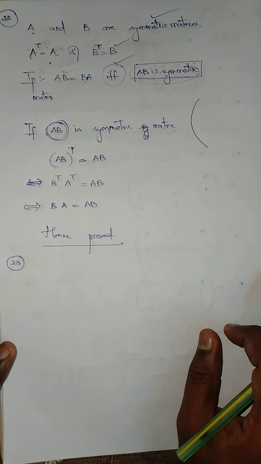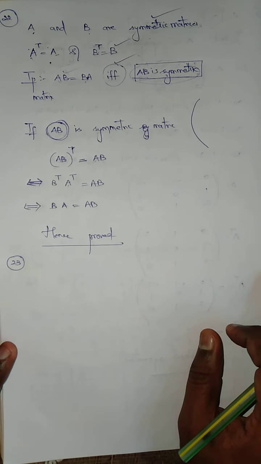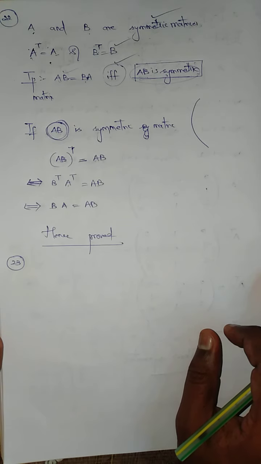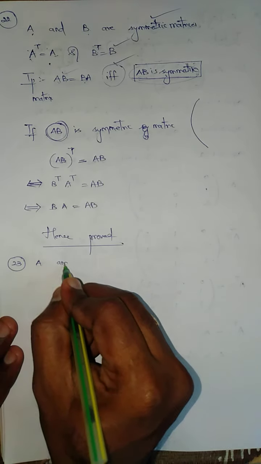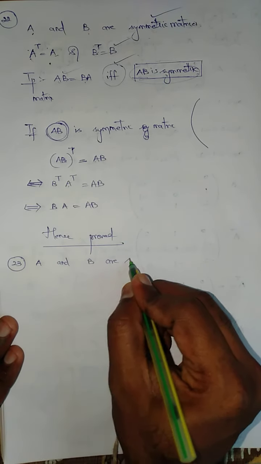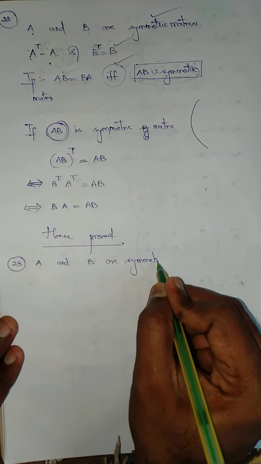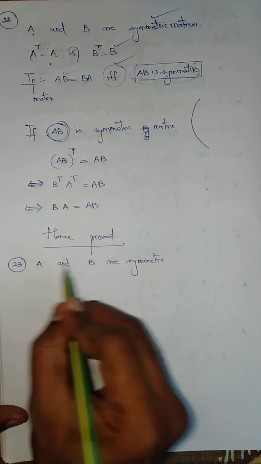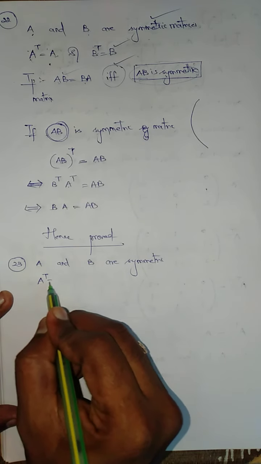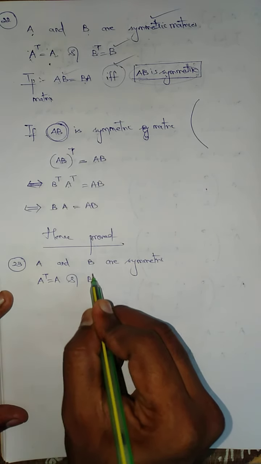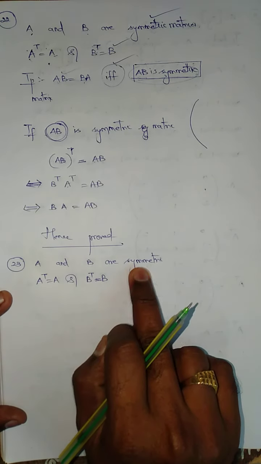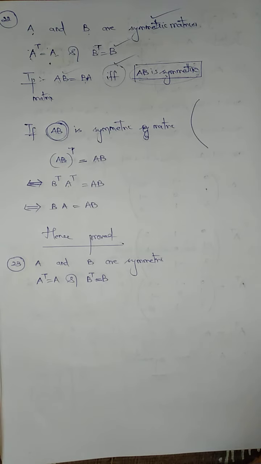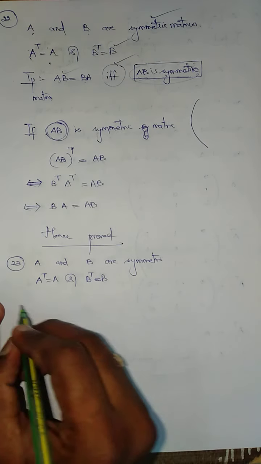Sum number 23, one of the important sums. They asked it in June 2019, the first subdivision. They have given that A and B are symmetric matrices. If A and B are symmetric, I can write A transpose is equal to A and B transpose is equal to B. This is called symmetric. If skew symmetric, it becomes minus A and minus B. That's all. The first subdivision, they are asking us to prove something.